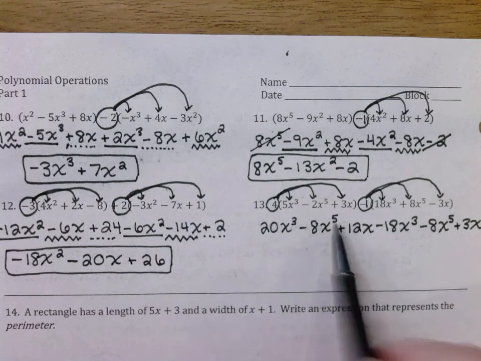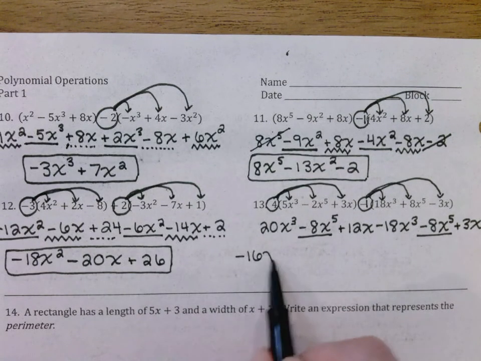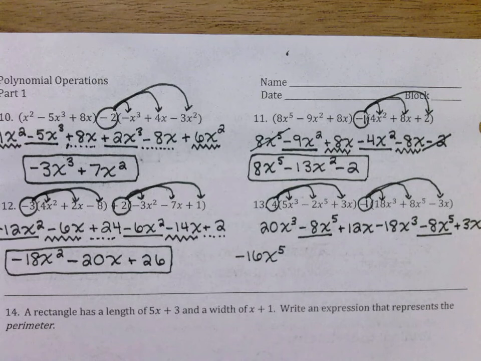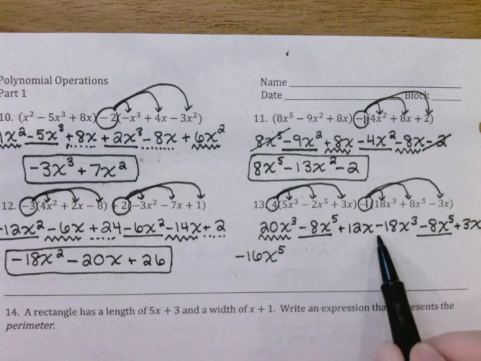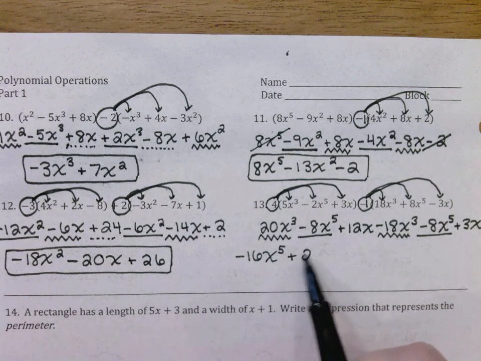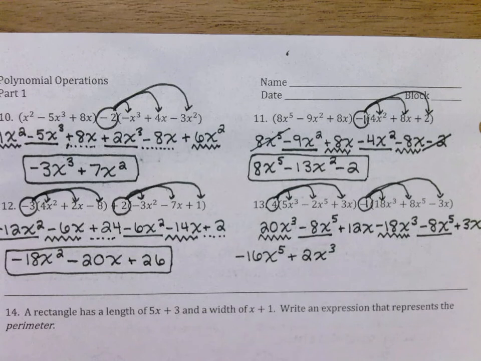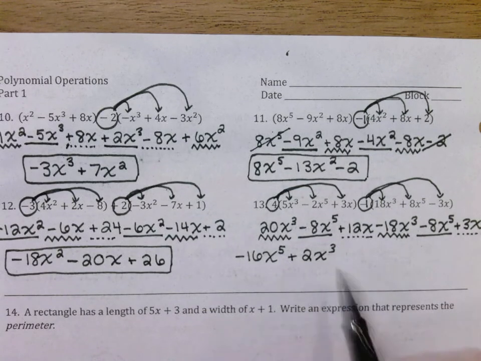I'm going to start with my 5th powers. So negative 8x to the 5th minus 8x to the 5th, that's negative 16x to the 5th. They don't cancel out because one is negative and the other is also negative. One would have to be positive if they were going to cancel out. So we have 20x cubed minus 18x cubed. Well, 20 minus 18, that's positive 2x cubed. And then we have 12x plus 3x. That's positive 15x. And that's it.